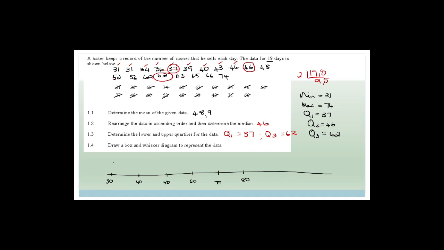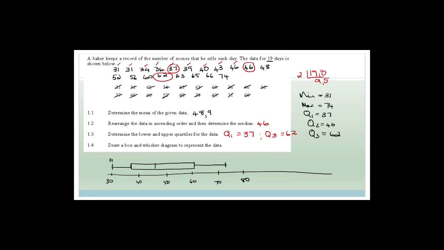Okay, so the minimum is 31, so it's just above here. The Q1 is 37, so that's about the 37. Okay, then what do we have? We've got Q2 is 46 and Q3 is 62. So then we're gonna join these lines over here. And then we've got 74. Okay. So what I really wanna suggest to you guys is you write down the numbers.